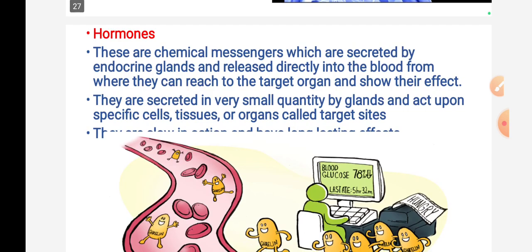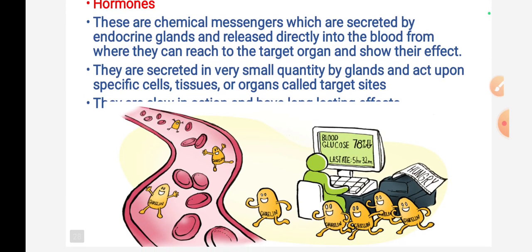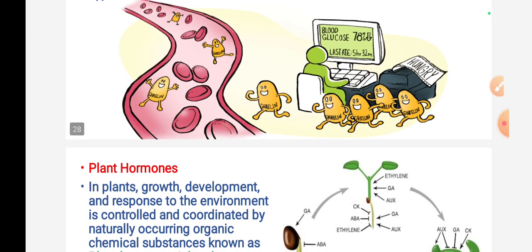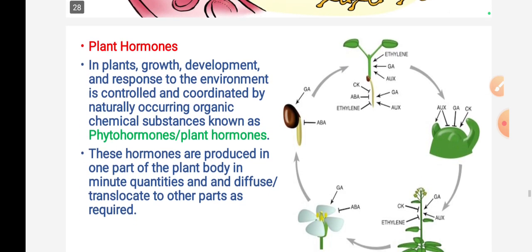Then hormones. These are chemical messengers which are secreted by endocrine glands and released directly into the blood, from where they can reach the target organ and show their effect. They are secreted in a very small quantity by glands and act upon specific cells, tissues, or organs called target sites or target organs. Now we are going to discuss plant hormones.